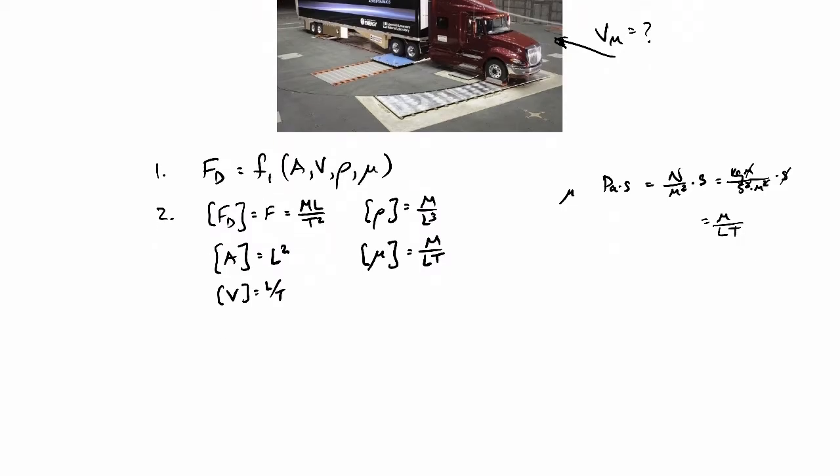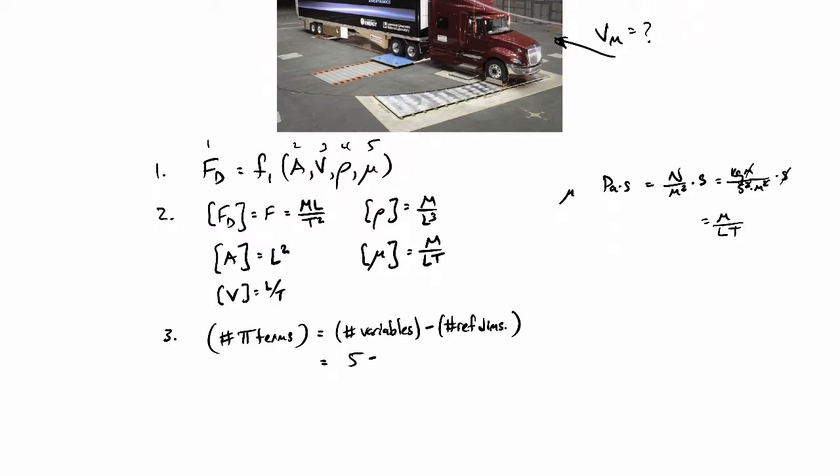Okay, so that's step 2. Step 3 is to determine the number of pi terms, or dimensionless terms, using the Buckingham pi theorem. So it's equal to the number of variables that we started with, minus the number of reference dimensions used to describe those variables. So the number of variables is up here. We have 1, 2, 3, 4, 5.